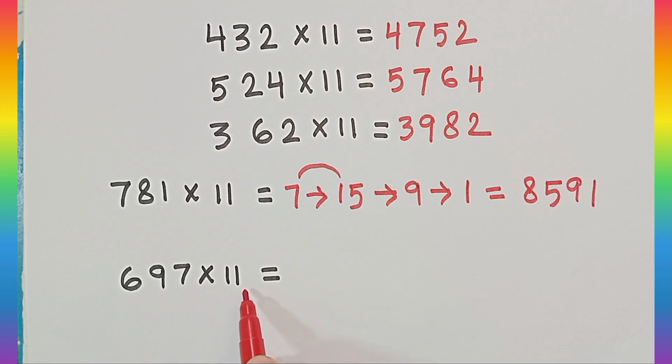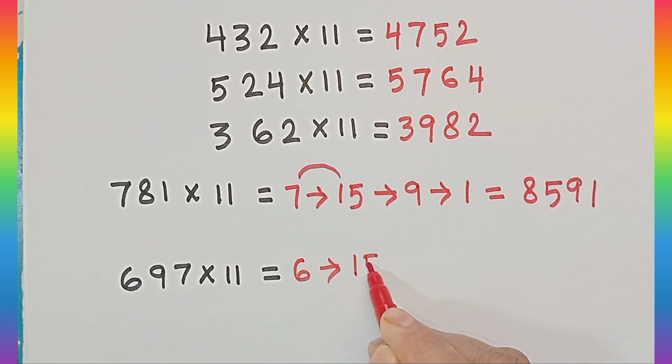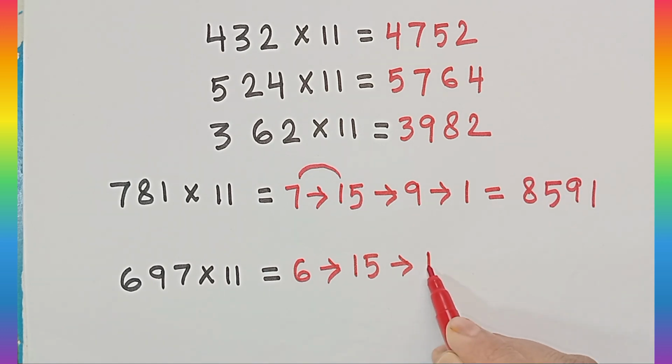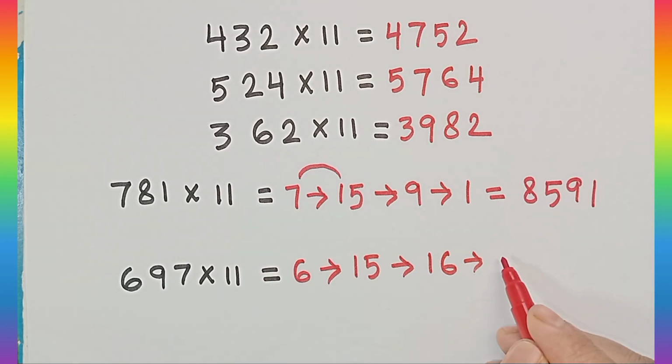Let's do one more. 697 into 11. Step 1, write first digit. It is 6. Then add first and second digit. 6 plus 9, it will be 15. Step 3, add second and third digit. 9 plus 7, it will be 16. Step 4, write the last digit.